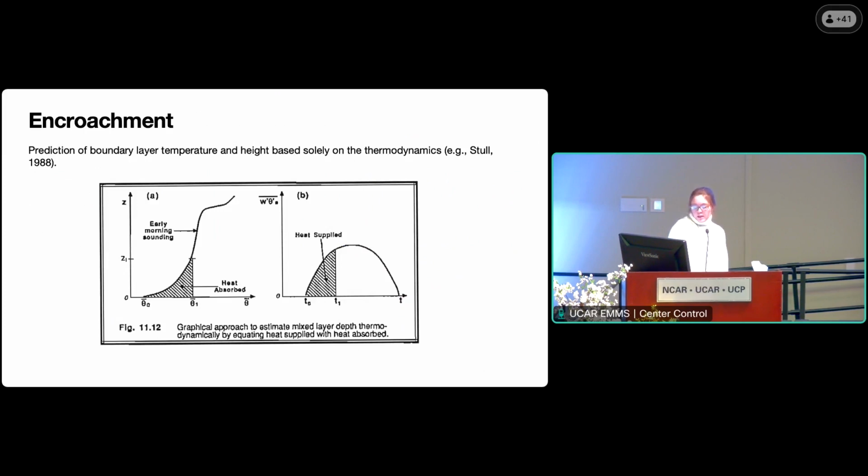So for example, this is from Roland Stull's textbook, Boundary Layer Meteorology. On the left, we have an early morning profile of potential temperature, and on the right, we have a heat flux over the course of the day. And so if we assume that the heat supplied to the atmospheric boundary layer goes completely into rapid mixing that then generates your late afternoon boundary layer, then we expect the area under this sensible heat flux curve, or this vertical heat flux from the ground, to be the same as the difference in area between your late afternoon profile and your early morning sounding.